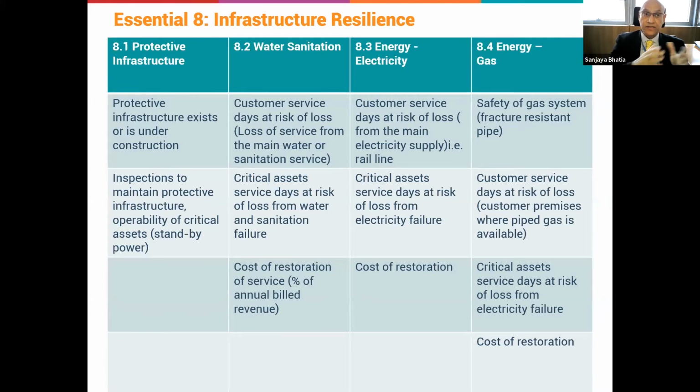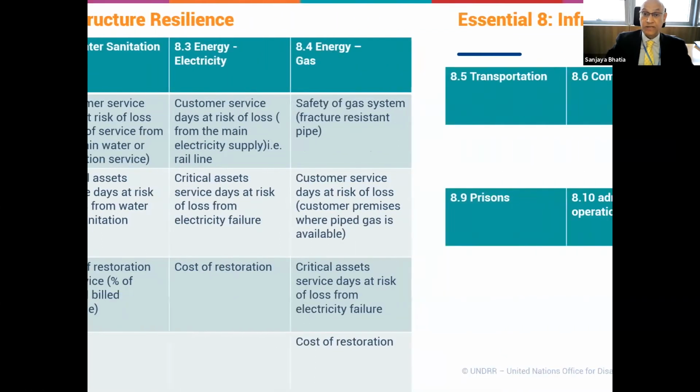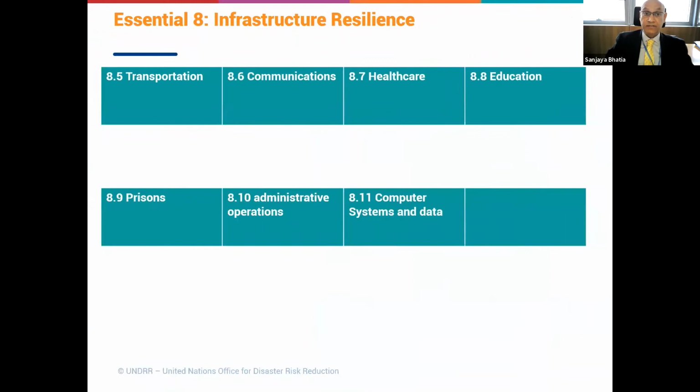Then it tries to understand the cascading impact of that. So if electricity is cut off, what is going to happen to the traffic? Because those traffic lights are going to be off. What is going to happen to the health sector? Because the hospitals will not have electricity. So what's going to happen to that? So looking at the cascading impacts, looking at the cost of restoration, and looking at the regular maintenance and all. So it covers transportation, also communications.